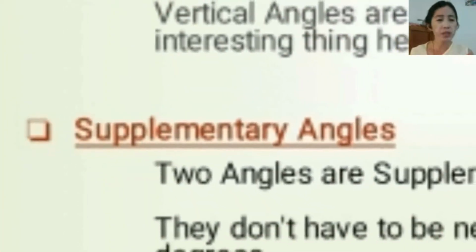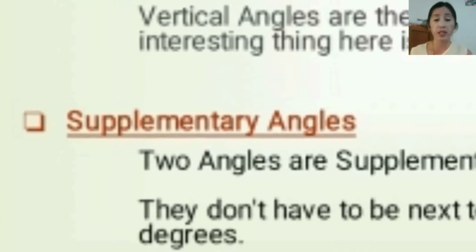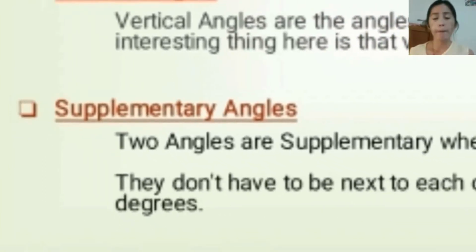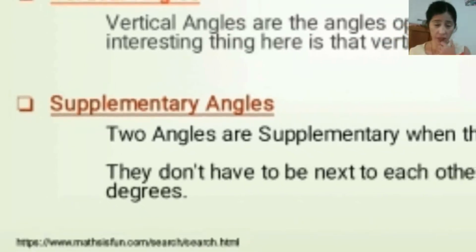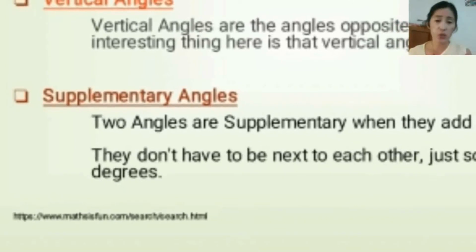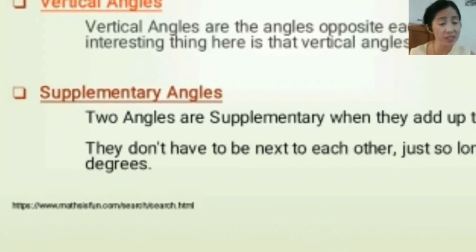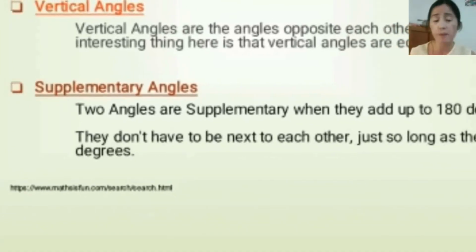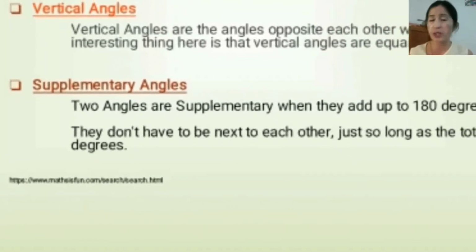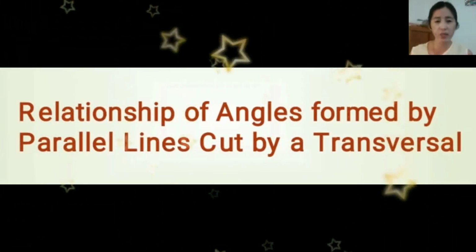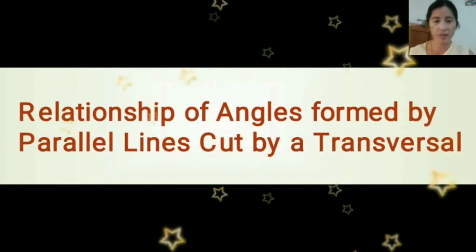Next, supplementary angles. Supplementary angles are the angles that when we add up their measures, it is equal to 180 degrees. And they don't have to be next to each other, meaning they don't need to be adjacent to each other. Just so long as the total is 180 degrees, then the two angles are said to be supplementary. Okay? So I guess we are ready with our topic today.